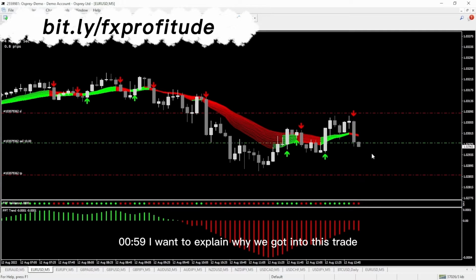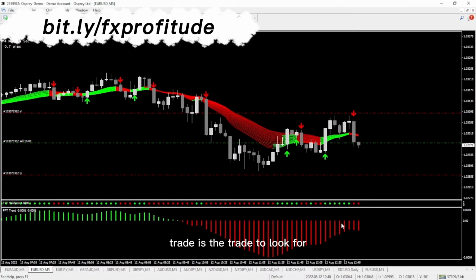I want to explain why we got into this trade. We have a downtrend. So this trend indicator is showing us that the short trade is the trade to look for. We have the array going from green to red. We have this one candle closing below the array, and this red arrow has appeared above the candle. And on this signal candle itself, we do have the red validator dot. So all of the criteria was met for a short trade.